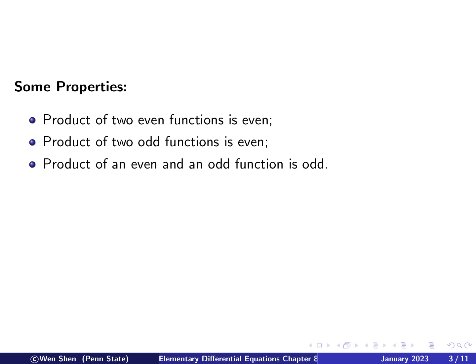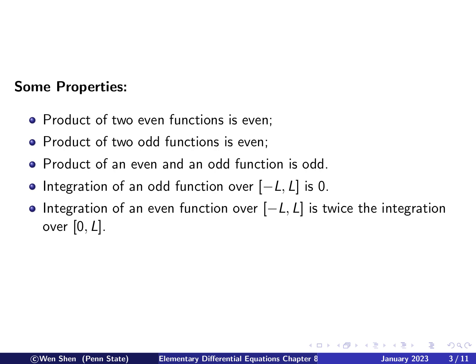Next property: if you have two odd functions, then the product of them becomes even. That is, if you have a negative sign in front of both functions, then the product of them will have a positive sign. And the last one is the product of an even and an odd function, like a plus sign and a minus sign. In the end, you will get a function which is odd. All these can be quickly proved by using the definition with one line, so I will not go into that detail.